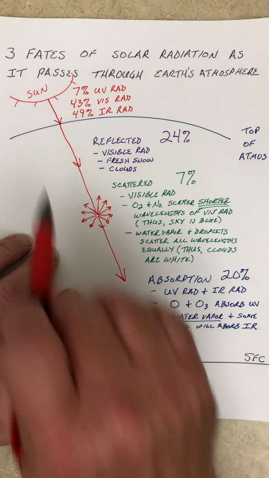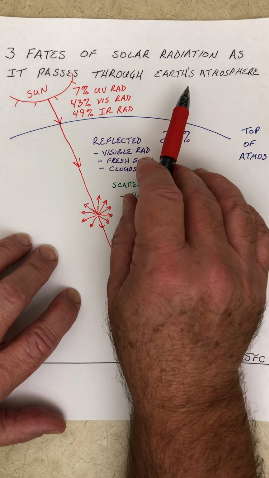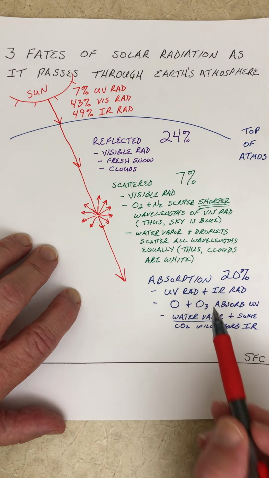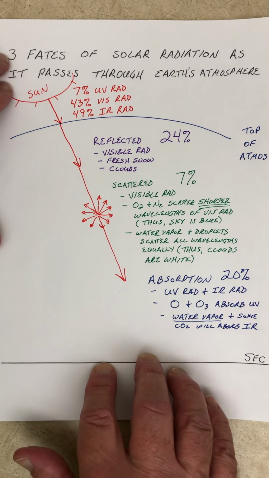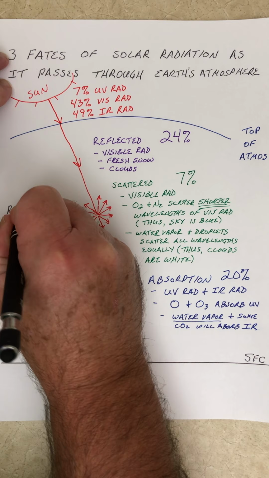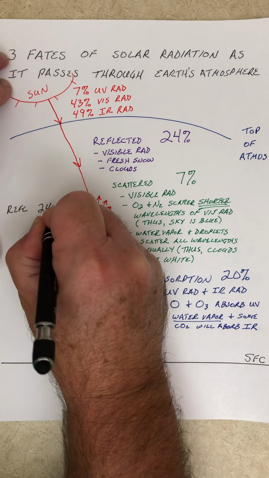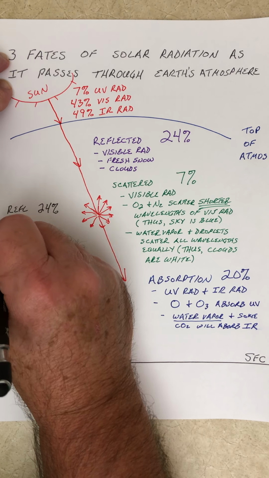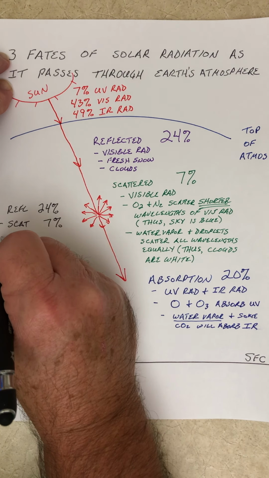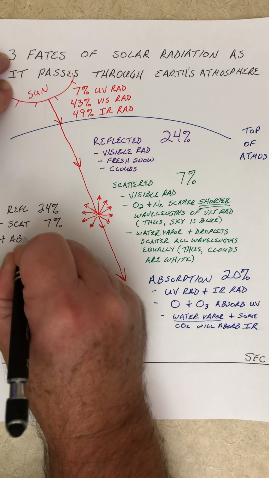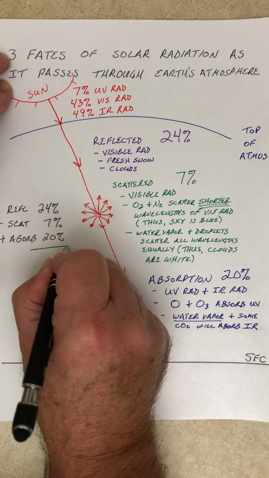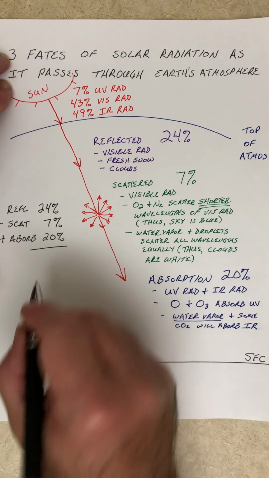So the three fates: what three things can happen to solar radiation as it passes through the Earth's atmosphere? It can be reflected, it can be scattered, it can be absorbed. And when you put these three things together, reflected is 24%, plus scattered is 7%, plus absorbed is 20%. Put those three together, on a global basis, this is 51%.